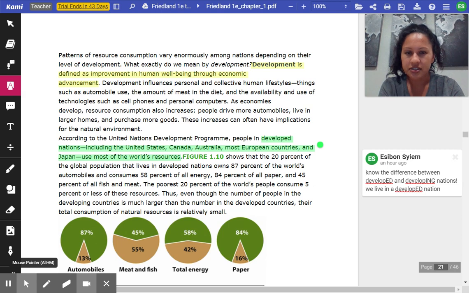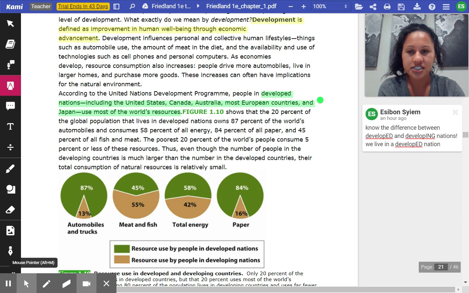Development. You've probably heard the term developed nations or developing nations. You might also hear first world or third world, but we are going to use developed and developing nations. Development is improving human well-being through economic advancement, such as having a car, eating meat, having technology. Those are all examples of high development. Developed nations are the US, Canada, Australia, Europe, and Japan.